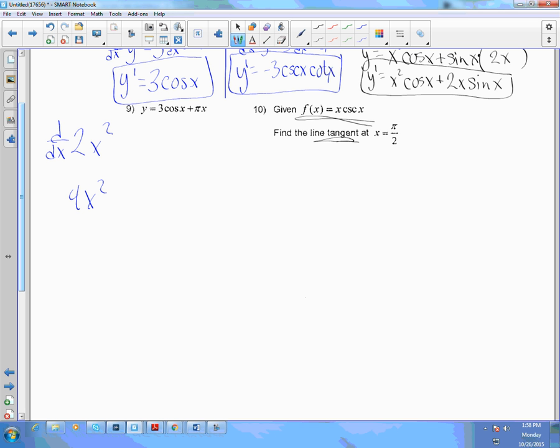Point and slope. What does the derivative give you? Only the slope. Not the point. You can find the y value by putting it in. So we need the derivative, but that only gives us the slope. So don't just stop after the derivative. I'm going to do f prime of x equals, this is the product rule.